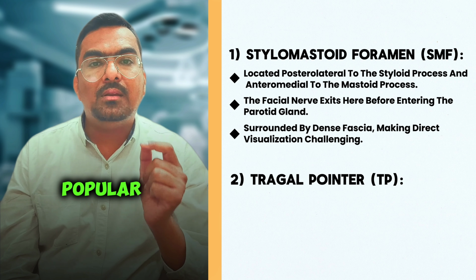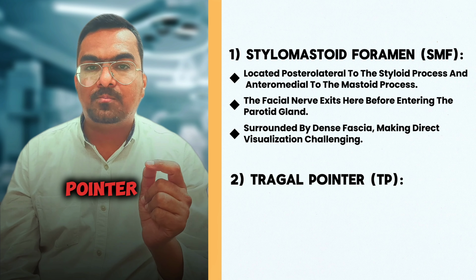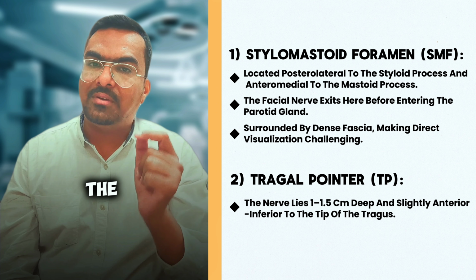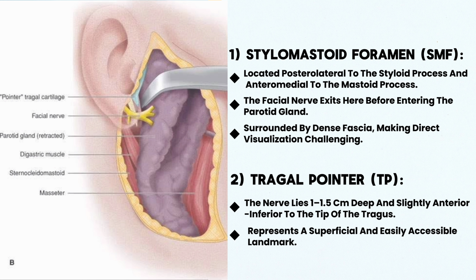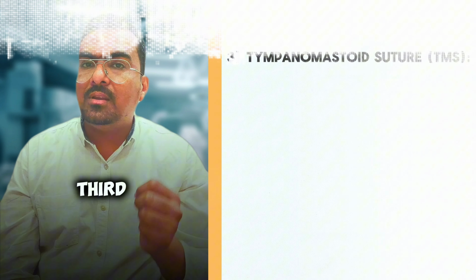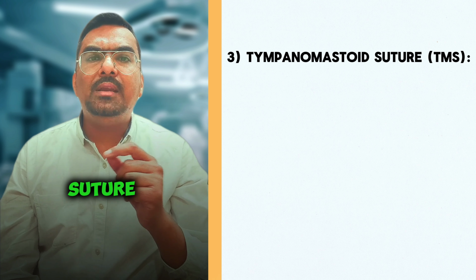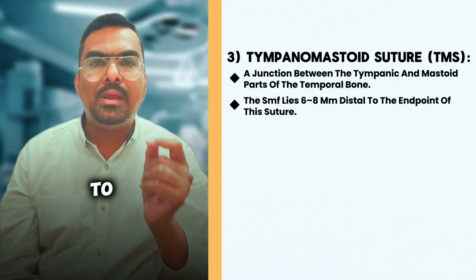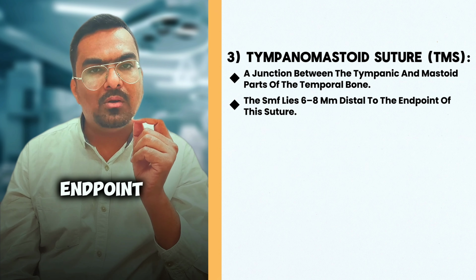Second and a very popular landmark is the tragal pointer. The nerve lies 1 to 1.5 cm deep and slightly anterior-inferior to the tip of the tragus. This pointer represents a superficial and easily accessible landmark, making it very popular for surgeons for identification of the facial nerve. Third one is the tympanomastoid suture. It is the junction between the tympanic and mastoid parts of the temporal bone. The stylomastoid foramen lies 6 to 8 mm deep to the end point of this suture.